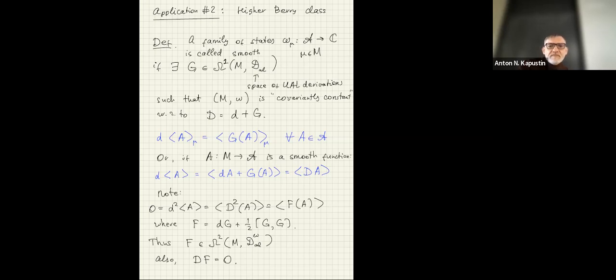So first of all, we need a definition of what I even mean by a family of many-body states. Here I recall that the space of nice derivations is actually a nice topological vector space. And so it makes sense to say that, say, one forms on M with values in these derivations are smooth one forms.